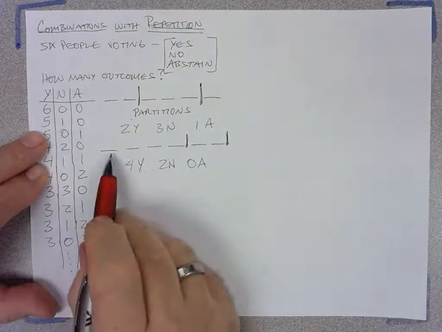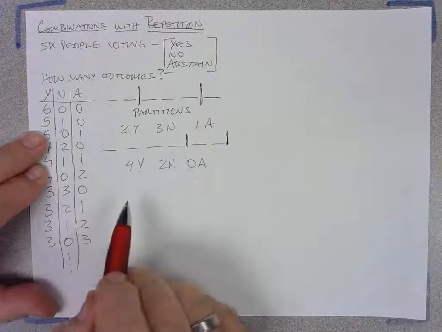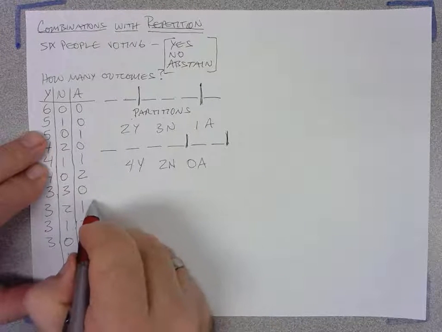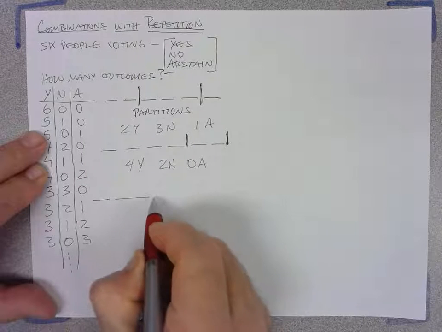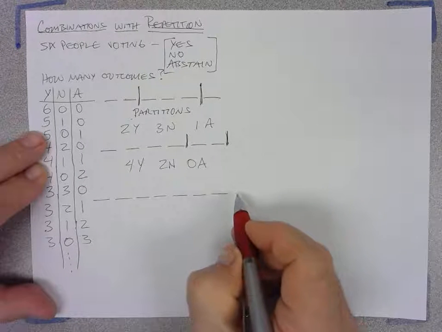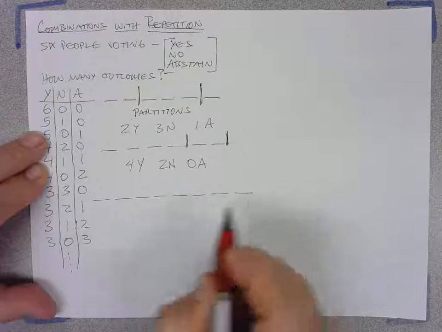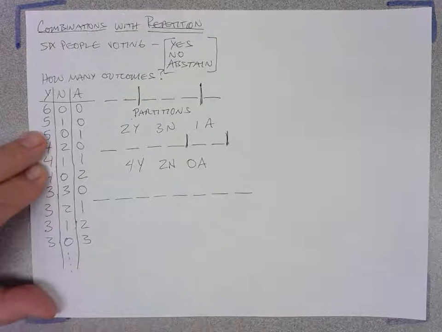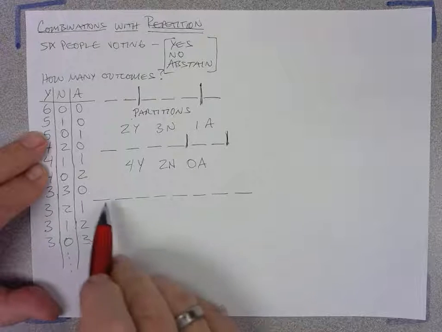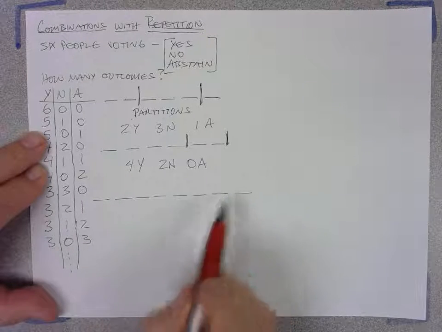So let's think about it. Instead of 6, how about if we go ahead and include the partitions, and where are we going to put the 6 voters if we have 8 positions? Or maybe, how about this? Where would we put the 2 partitions in these 8 positions?